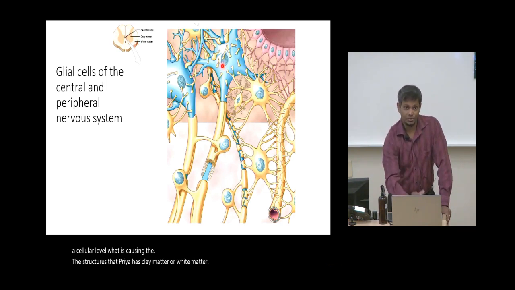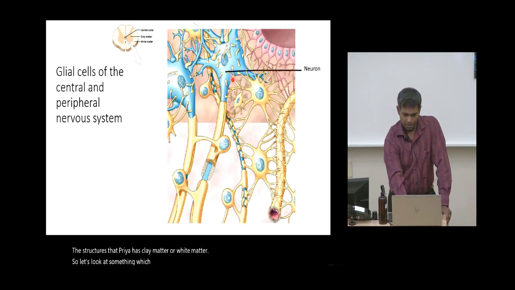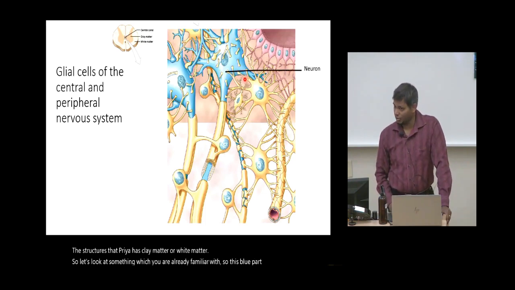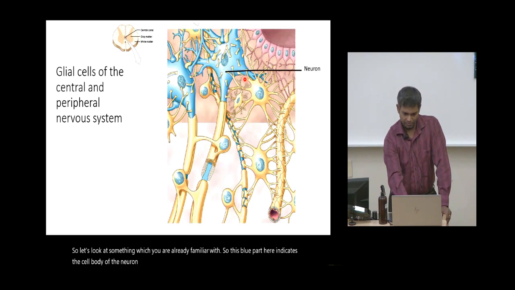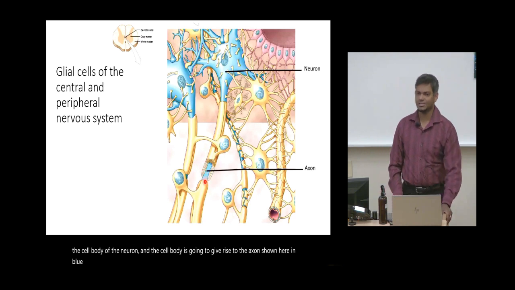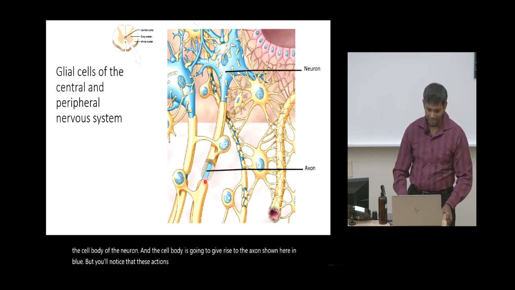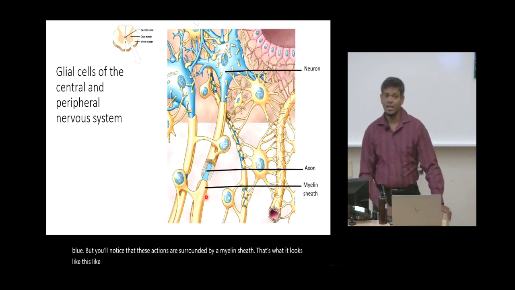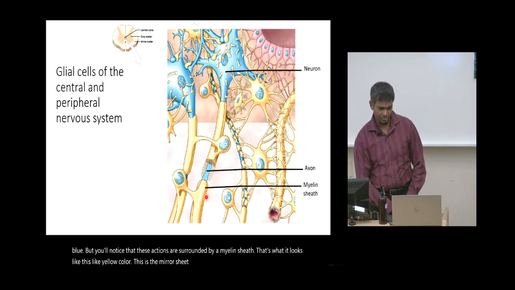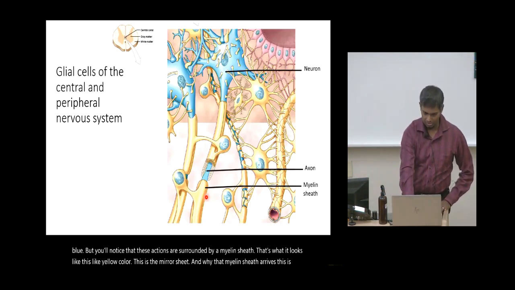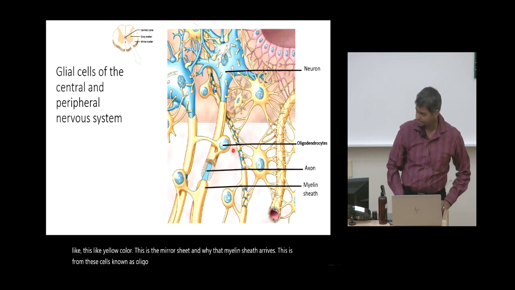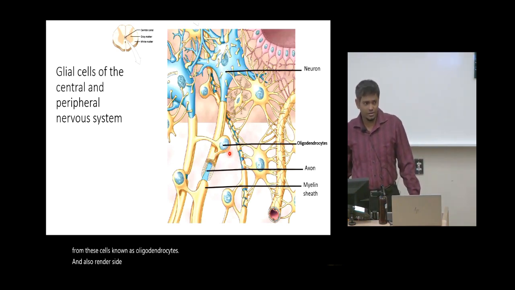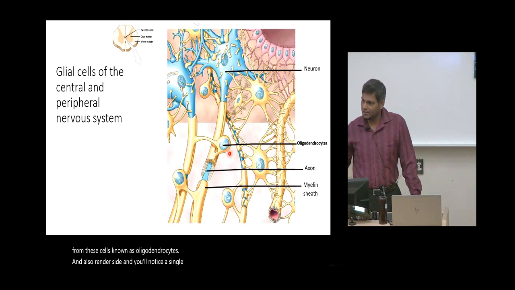So let's look at something which we are already familiar with. This blue part here indicates the cell body in the neuron, and that cell body is going to give rise to the axon shown here in blue. But you notice that these axons are surrounded by a myelin sheath. That's what looks in this light yellow color. This is the myelin sheath. And where that myelin sheath arises is from these cells known as oligodendrocytes. So here's an oligodendrocyte. You notice a single oligodendrocyte can have these myelin sheaths forming around multiple axons.